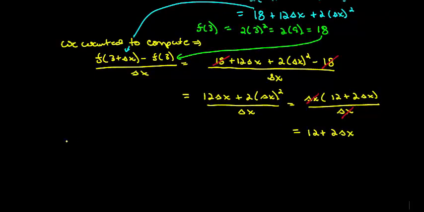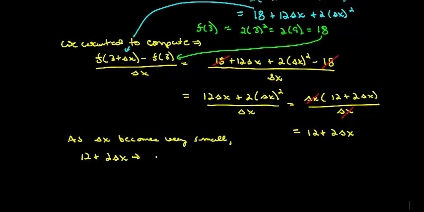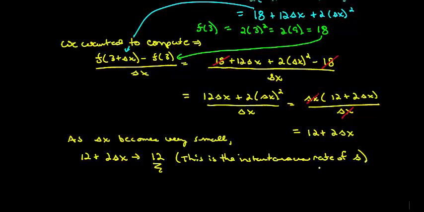Now if you go back and plug in those delta x values from the previous problems, you would see that that gives you your solution. The important part here is that as delta x becomes very small, as our time values become super close together, 12 plus 2 delta x approaches just 12. The delta x drops out. And so the instantaneous velocity is 12 meters per second. So that's our instantaneous rate of change, and since we're looking at velocity in this problem, that's our instantaneous velocity.